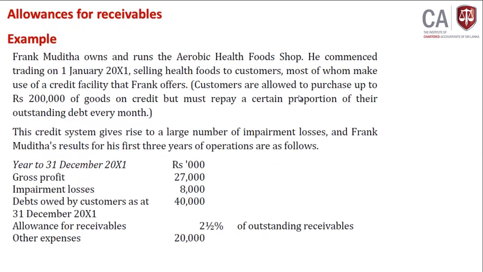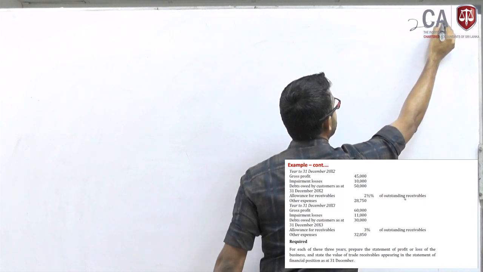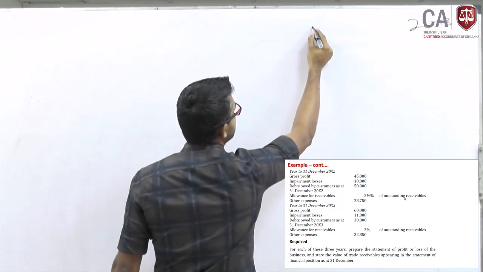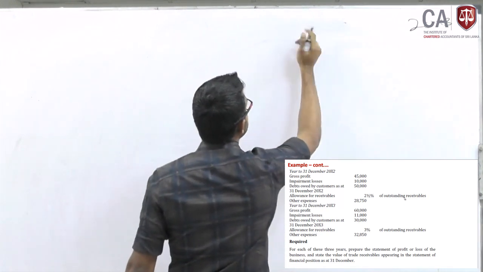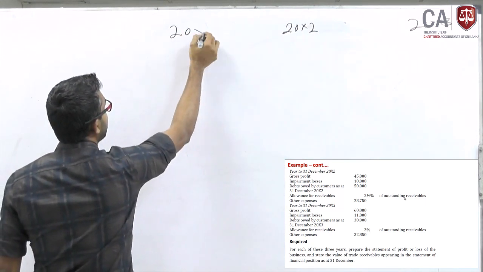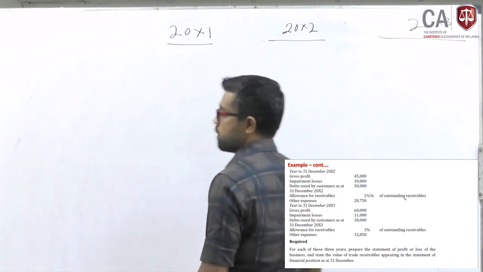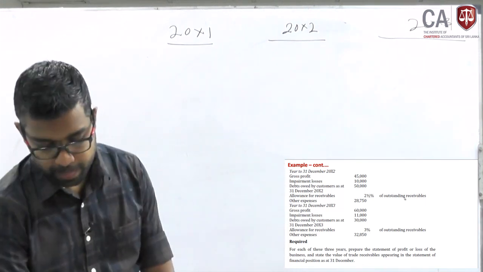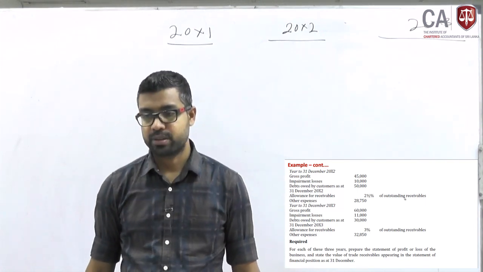We have 3 years, 2001, 2002 and 2003, whatever, don't worry about the year, I told you, right? These are the 3 years. Finally, we have to figure out the amount you charge to P&L as well as the amount you show in balance sheet, right? Fine.